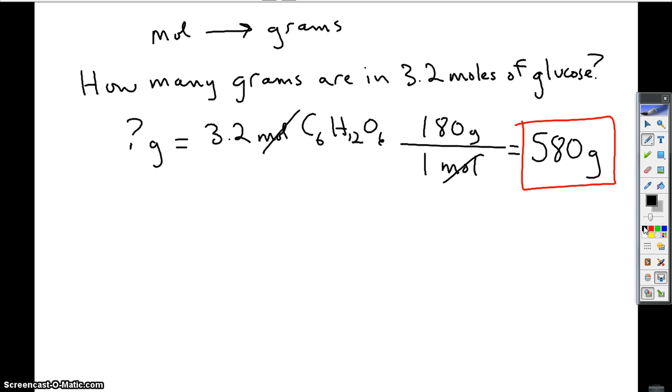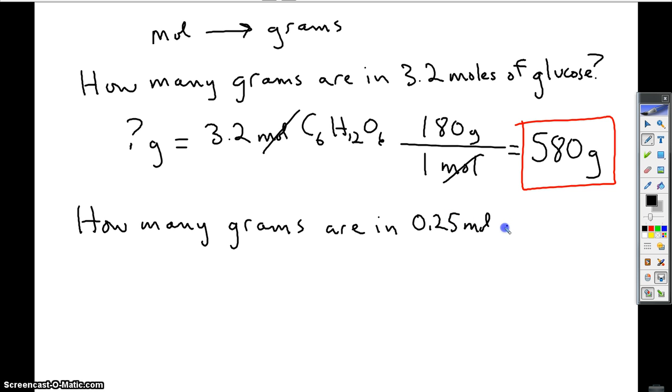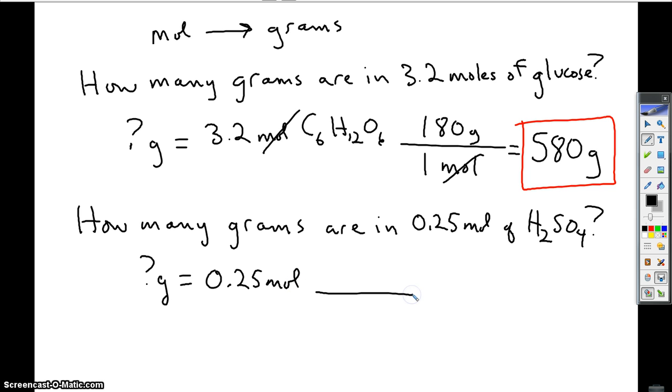Last example, we'll do one with sulfuric acid. How many grams are in 0.25 mole of H2SO4? So again, frame the question. How many grams are equal to 0.25 moles?